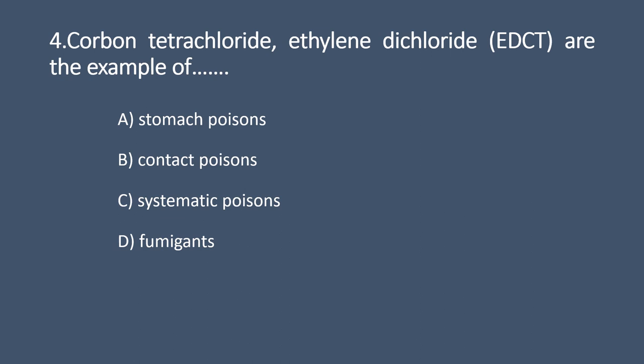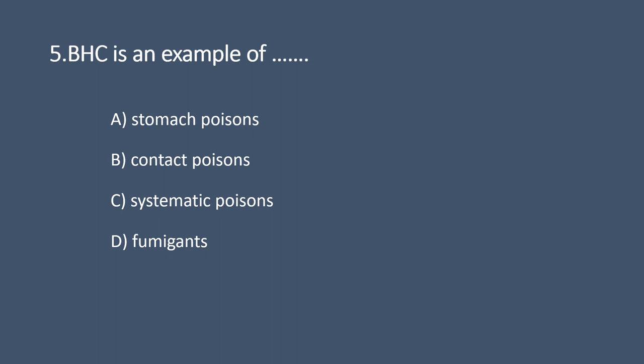Systemic poisons, when we apply on plant, transport to various parts of the plant. When any insect pest feeds on that plant, it affects the health of the insect pest. Now the last option is fumigants. Carbon tetrachloride, ethylene dichloride are the example of fumigant. Correct option is fumigant. Next, BHC is an example of stomach poison, contact poison, systemic poison, or fumigant? I already explained what is stomach poison, contact poison, systemic poison. BHC is an example of contact poisons.